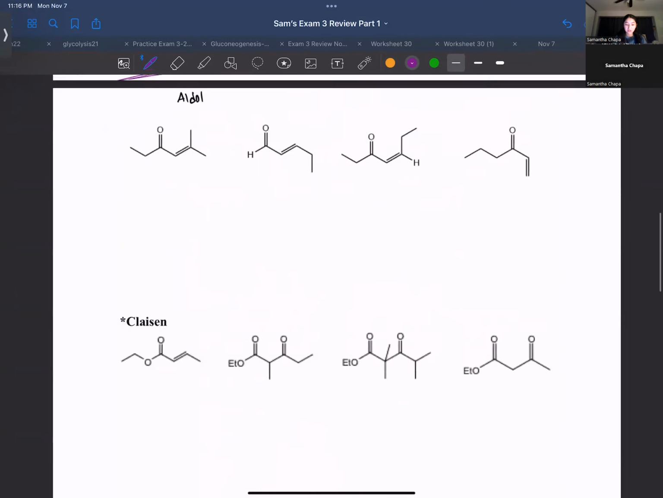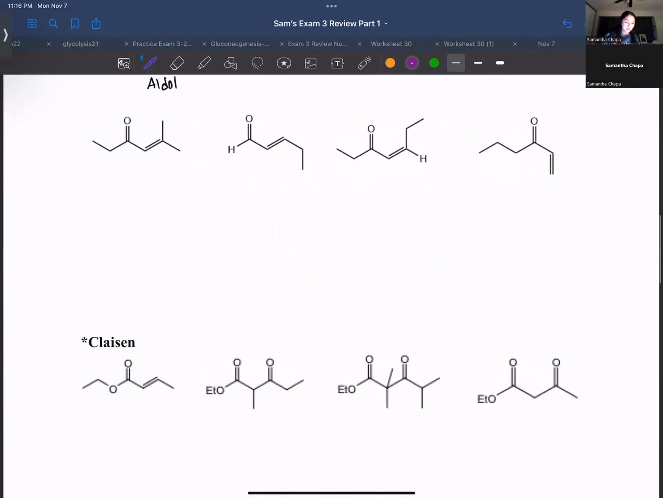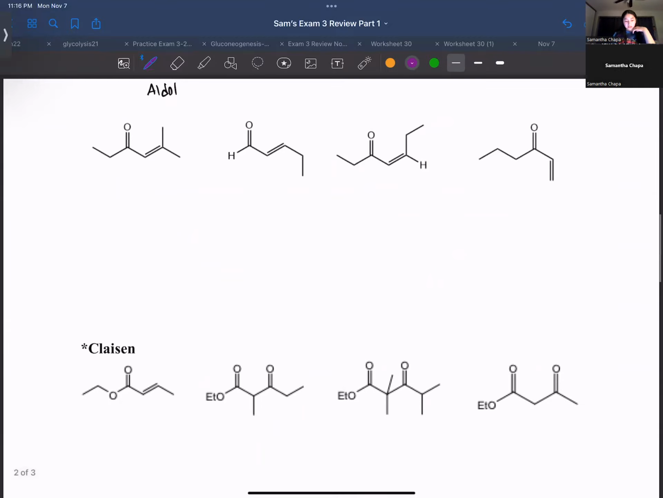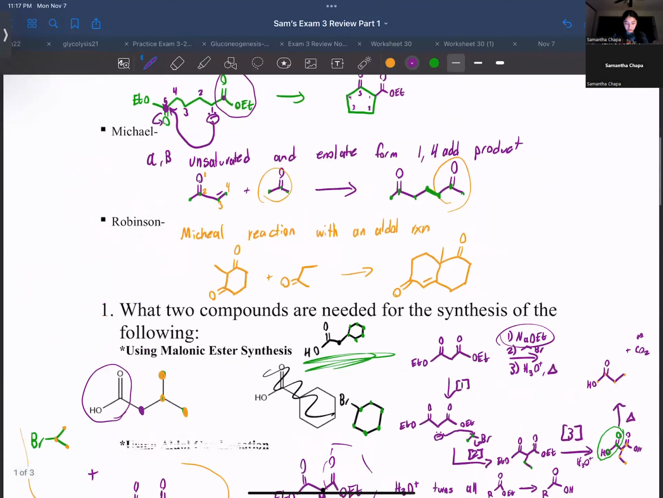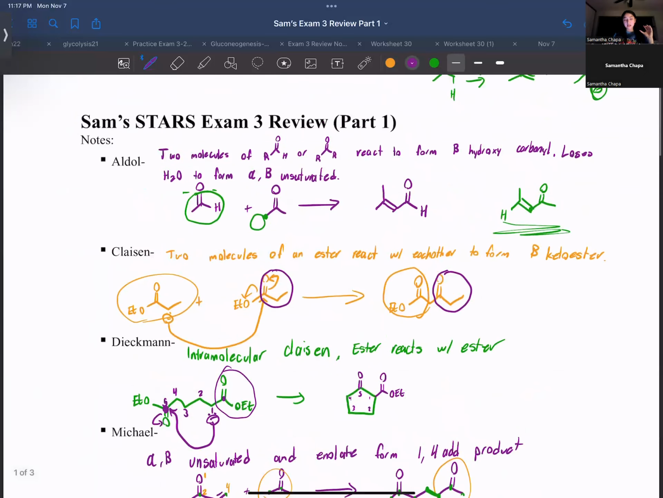For my aldols, those are still easier. I think the ones that I got confused with are the Claisen. The aldols, here's the trick to this one. So remember, looking back at your notes, you can use any ketone or aldehyde in order to form your beta hydroxycarbonyl, right?